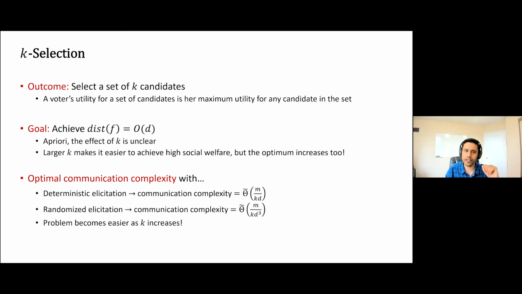And one thing I want to mention here is that a priori, it's not even clear what the impact of the number K, which is the number of candidates in the committee, is on distortion. On one hand, if you have the flexibility of choosing more candidates, then of course your voting rule can achieve higher social welfare because it can make more and more voters happy. But on the other hand, the optimal social welfare that you can achieve also goes up. So the distortion, which is the ratio between the optimal social welfare and the social welfare achieved by your algorithm, it's not clear how it varies with K. And what we are able to show is that the problem actually does get easier as K increases. The smallest communication that you need to achieve distortion D actually goes down linearly in K.